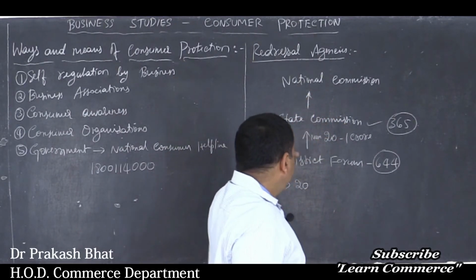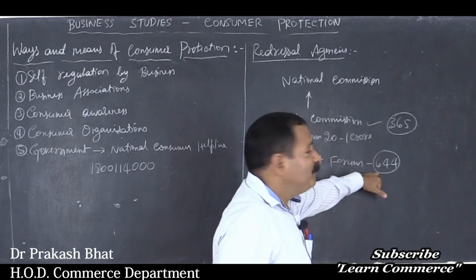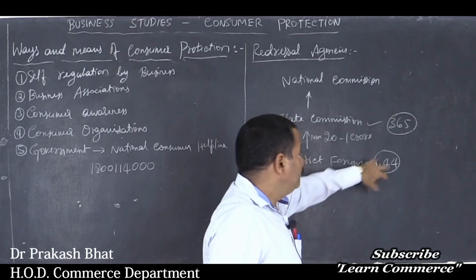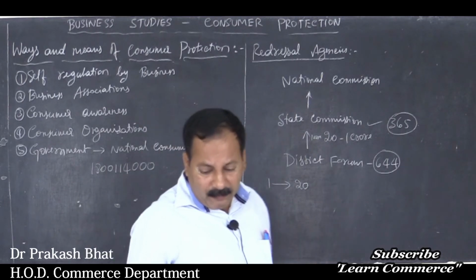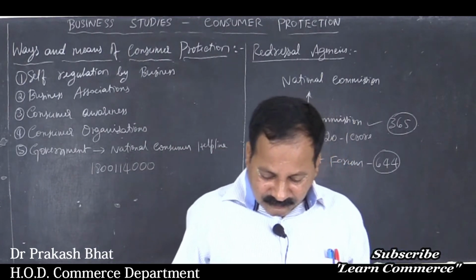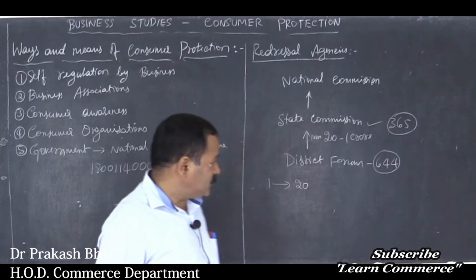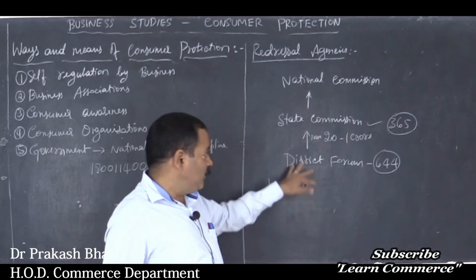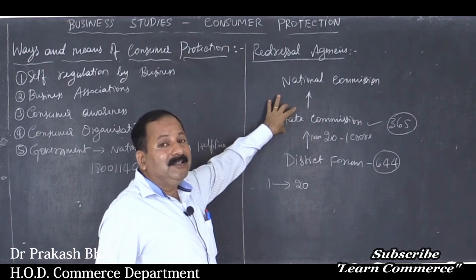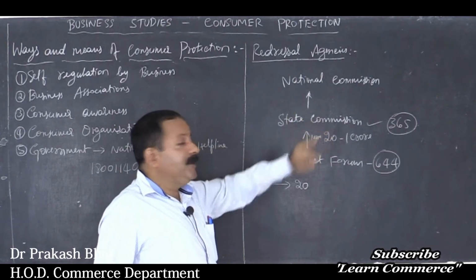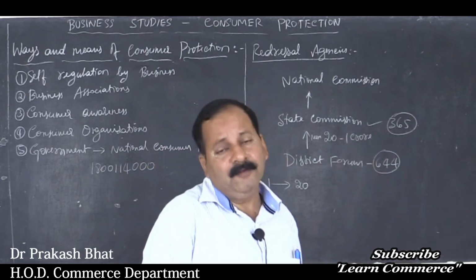So one is directly filed cases, another one is appeal made against the order of the district forum. That is another case that is handled by the state commission, and it consists of a president and not less than 2 other members, and one should be a woman, in the same way like a district forum. And the president should have the qualification of a high court judge, not less than the high court judge's qualification must be there for the president.